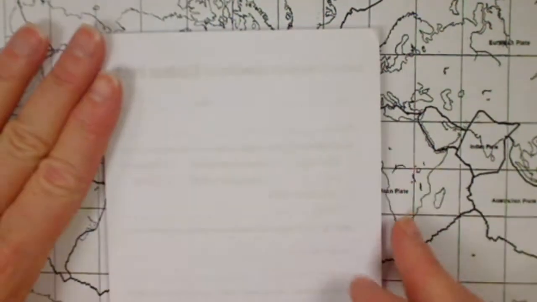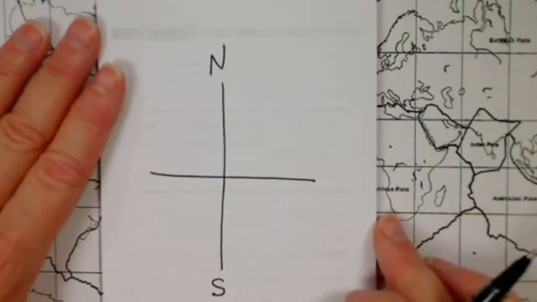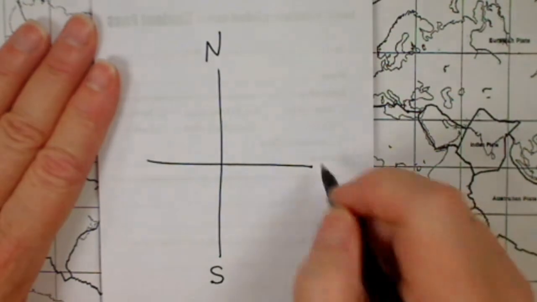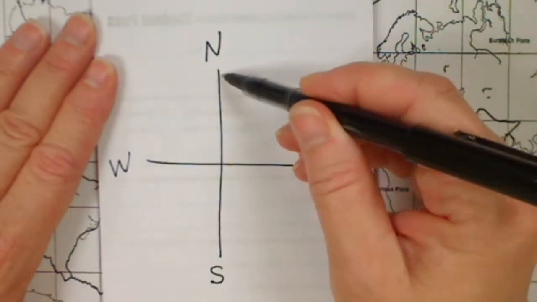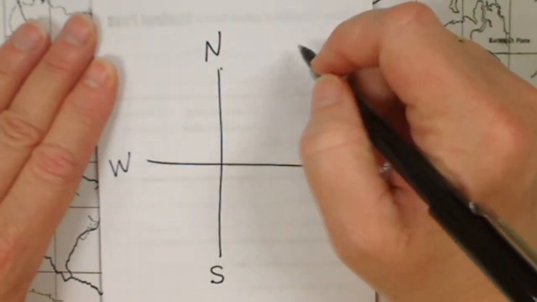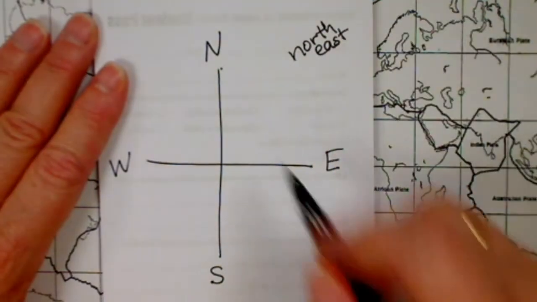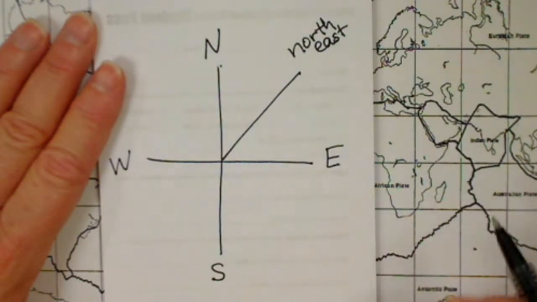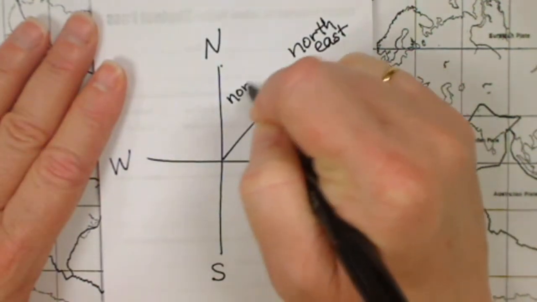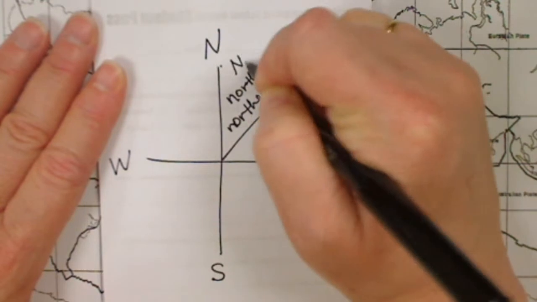Okay, we have north, south. What is this? East and west. All right, if we're anywhere in the zone between north and east, that is the northeast. But what you need to understand is if it is closer to north than it is to east, this is north-northeast. And the symbol would be NNE.